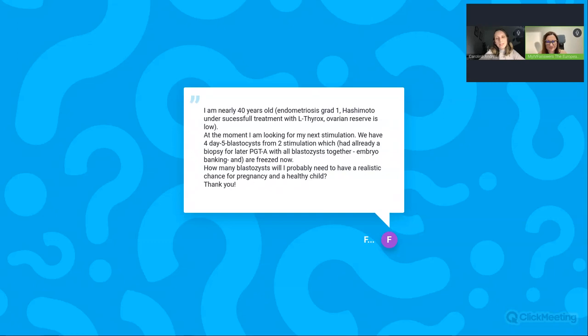This is unfortunately something very difficult to know, because each case is different, and it's very difficult to know the number of embryos we would need in each case. So unfortunately, I'm sorry, I cannot answer the question. Each case is different, but of course, given the age factor, we know that the more embryos we have, the higher the chances we have of a euploid embryo.